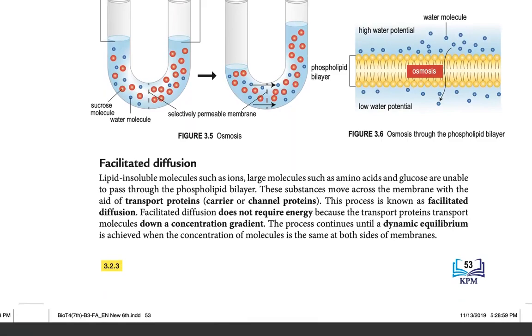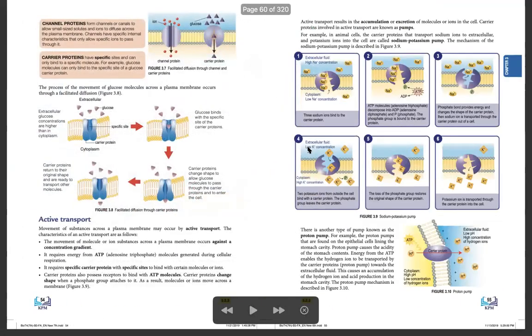Okay guys, so let's go for facilitated diffusion. Okay, you look here.